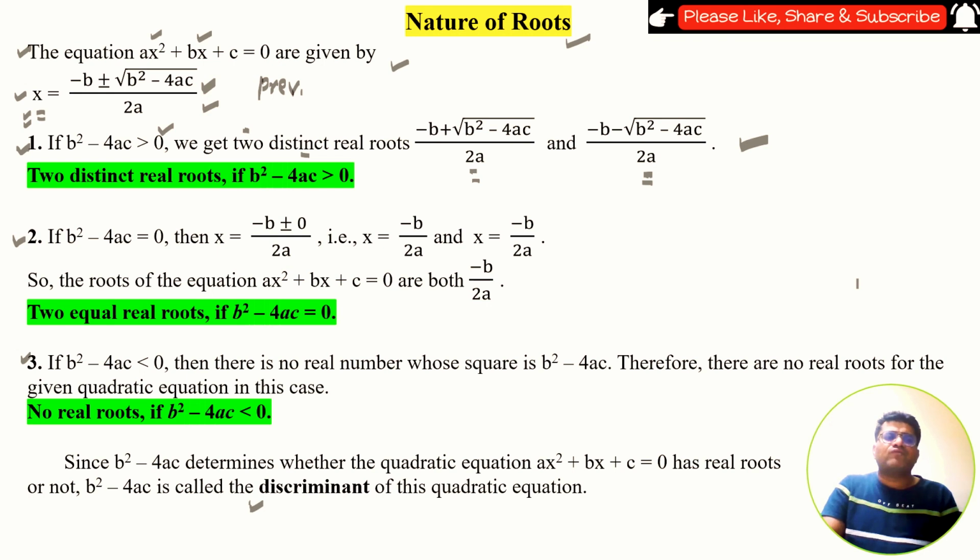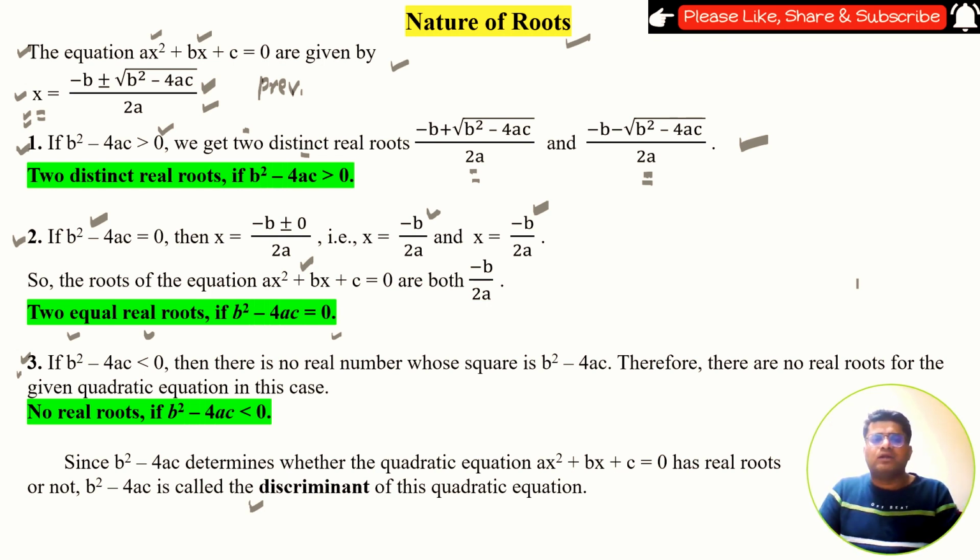In another case, if the discriminant b square minus 4ac is equal to 0, you put this value in the above equation. What do you find? x is equal to minus b plus minus 0 by 2a. In this case also we find two roots, and you see that these two roots are equal. So if the discriminant is equal to 0, then we find two equal real roots.